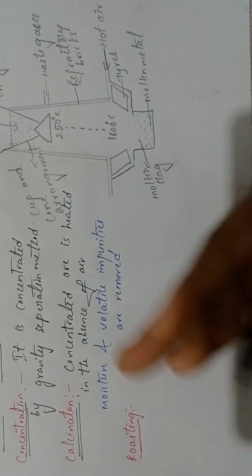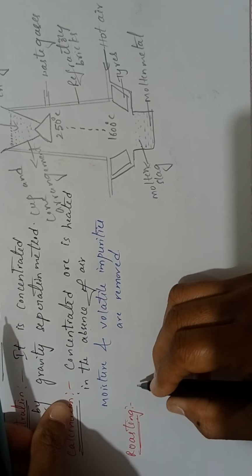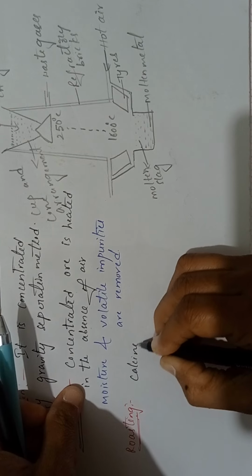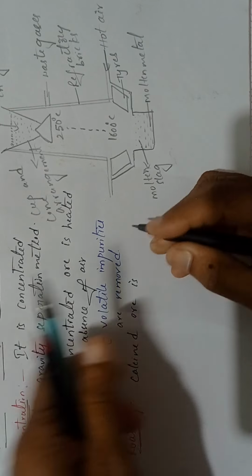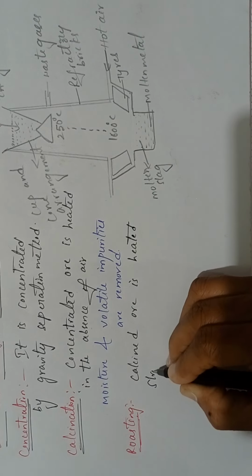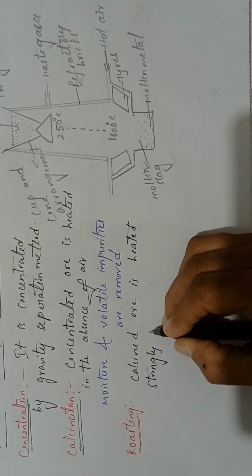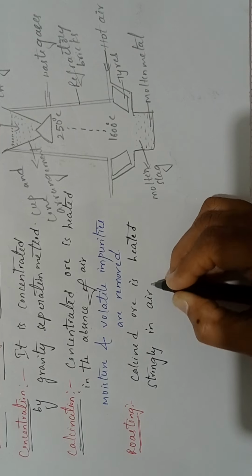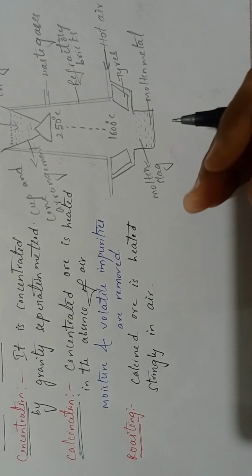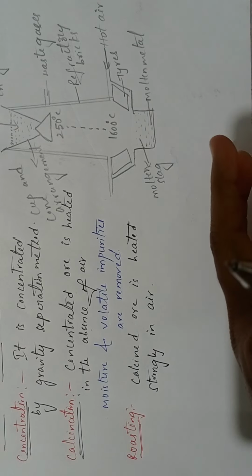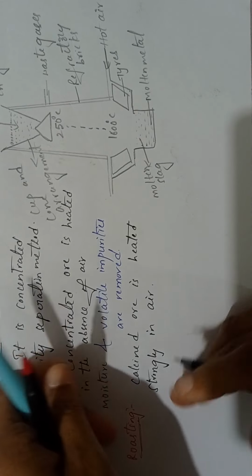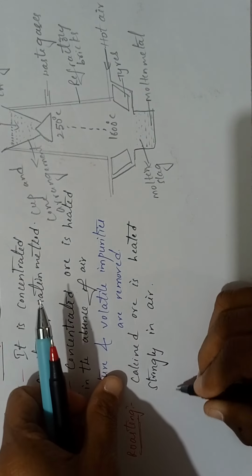this resultant ore is called calcined ore. So we have to take the calcined ore and heat it strongly in air. Then what will happen, students? The ferrous oxide present in the hematite ore is converted to ferric oxide. That means FeO is converted into Fe2O3.